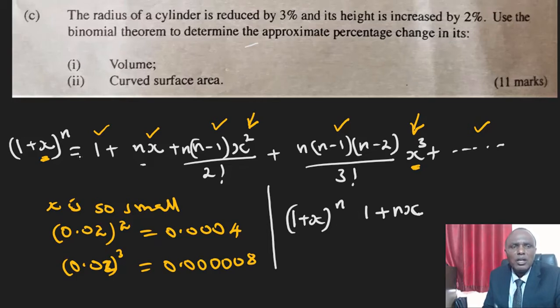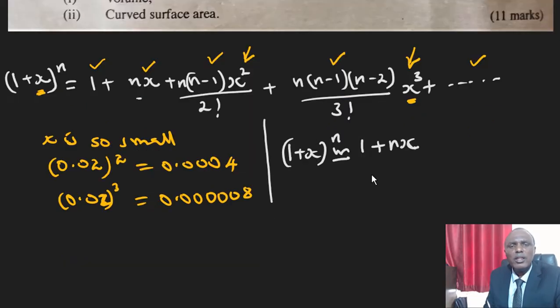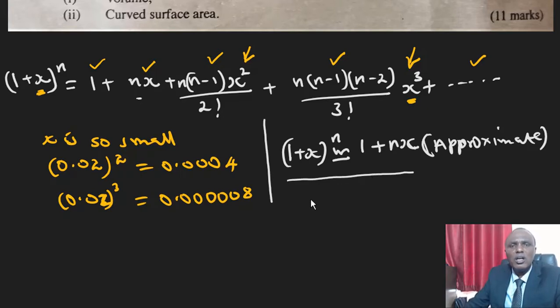You end up finding that 1 plus x raised to power n is approximately 1 plus nx. We ignore the other terms because they are products of very, very small values. Therefore, we have established that in a binomial expansion, if we have the expression 1 plus x raised to power n, the value we get is approximately that. Let us now apply this idea in solving this problem.